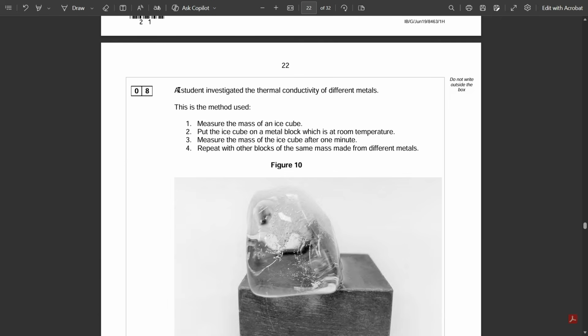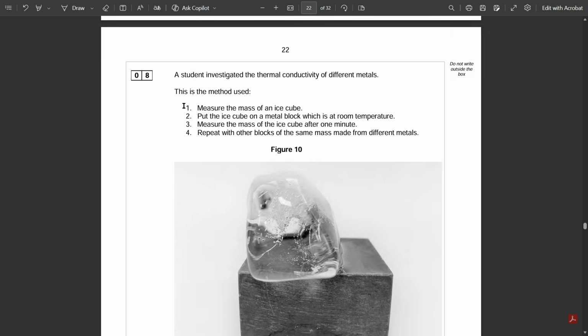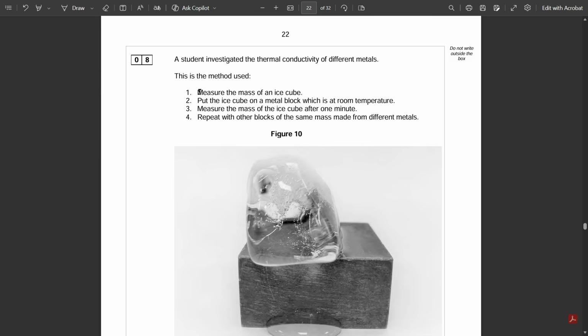Then moving on to question 8. A student investigated the thermal conductivity of different metals, and we're just given the method. Measure the mass of an ice cube, put the ice cube on a metal block which is at room temperature. Measure the mass of the ice cube after 1 minute, repeat with other blocks of the same mass made from different metals.